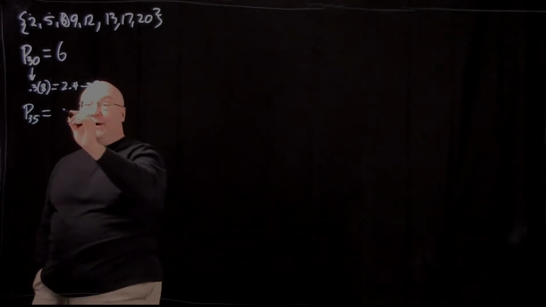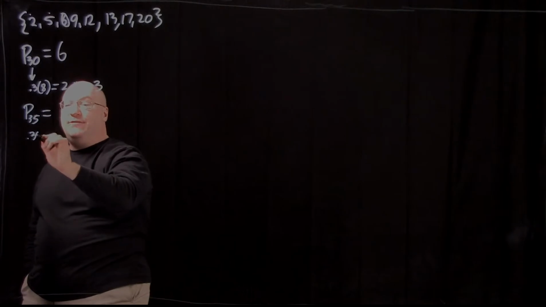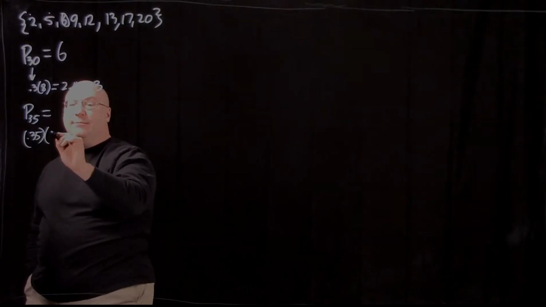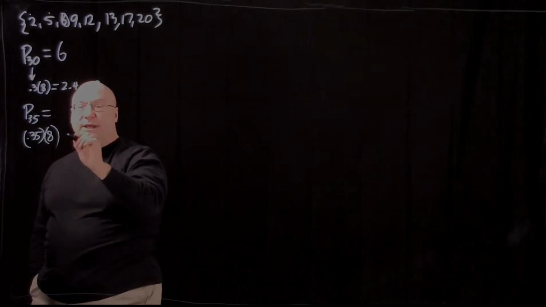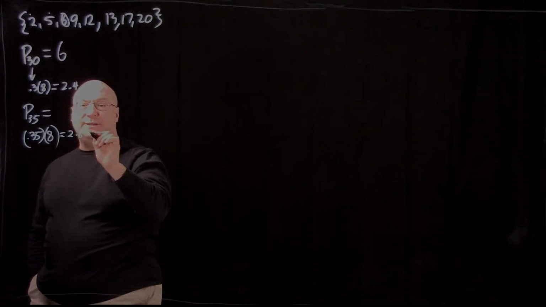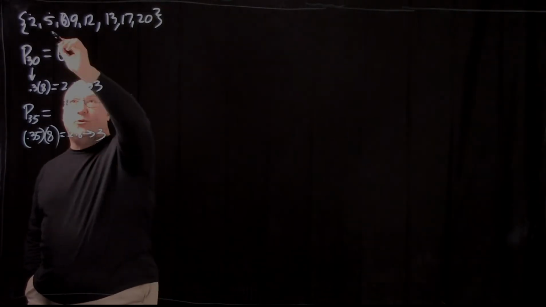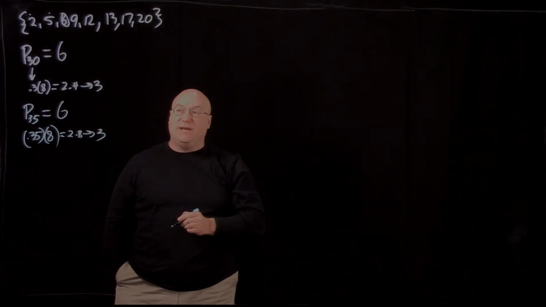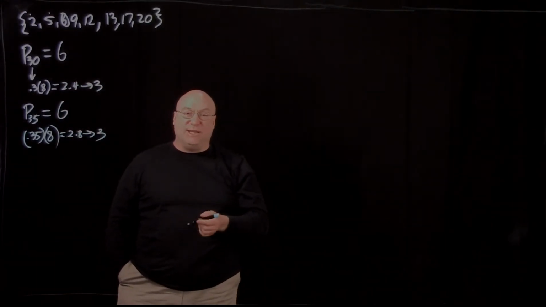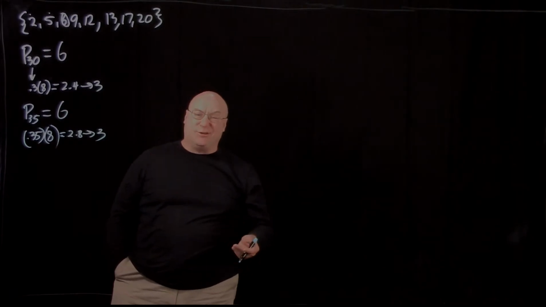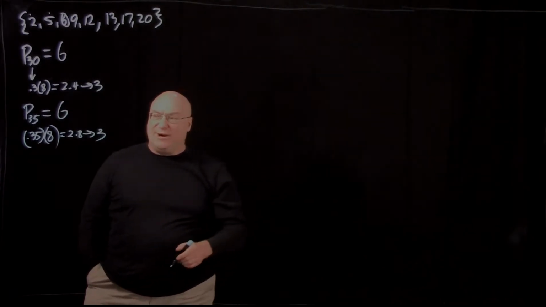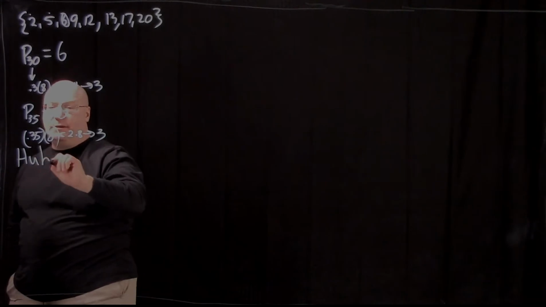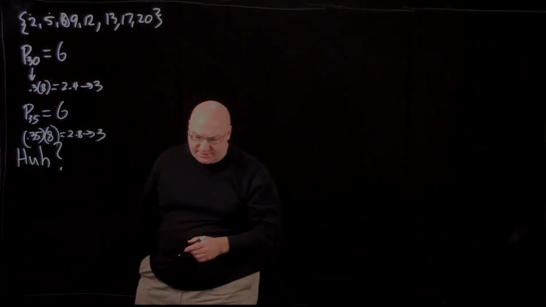All right, I get 0.35 times the number of data points is 2.8. And that rounds to 3. So 1, 2, 3, it's still 6. So P sub 30 is 6. P sub 35 is 6. So 6 is the 30th percentile. It's also the 35th percentile. What's going on? Well, it's not that hard to see. I say here, what's going on?